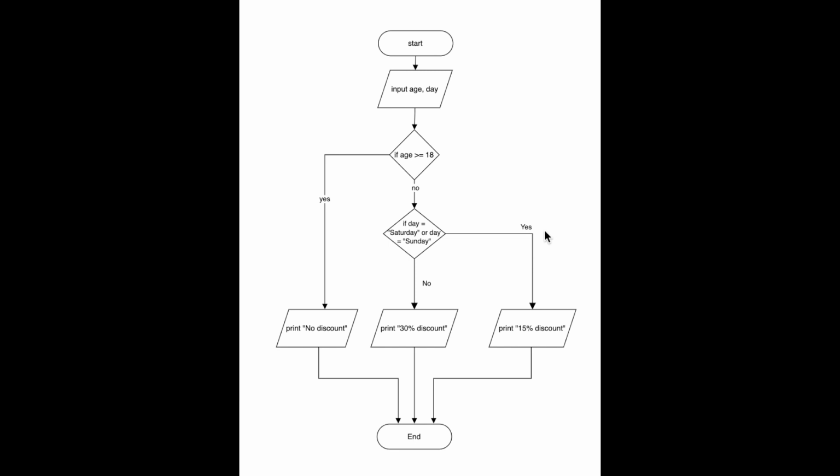Very important that we label our branches, and this will print using the appropriate output symbol, 15% discount. If this if statement is false, we go down the no branch, and it will use again the appropriate output symbol for printing, and it will print the message 30% discount. And nice and neatly, we're bringing all of the data flows down to the end symbol. Some designers like to use the word stop. That's interchangeable with the word end and is acceptable also.